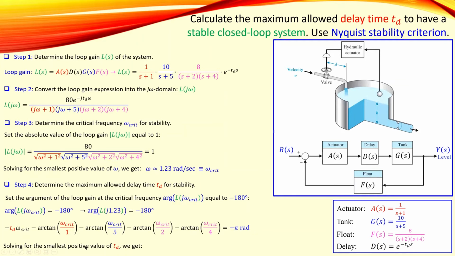Now, solving for the smallest positive value of TD, if you just solve this, I would just substitute 1.23 here, here, here, here, and also there. So it's quite an easy expression, and I have only one unknown, TD, and that will result in a value for TD, which is 0.95 seconds, and it is actually our maximum allowed delay. So I have already answered the question. Maximum allowed time delay is 0.95 seconds.